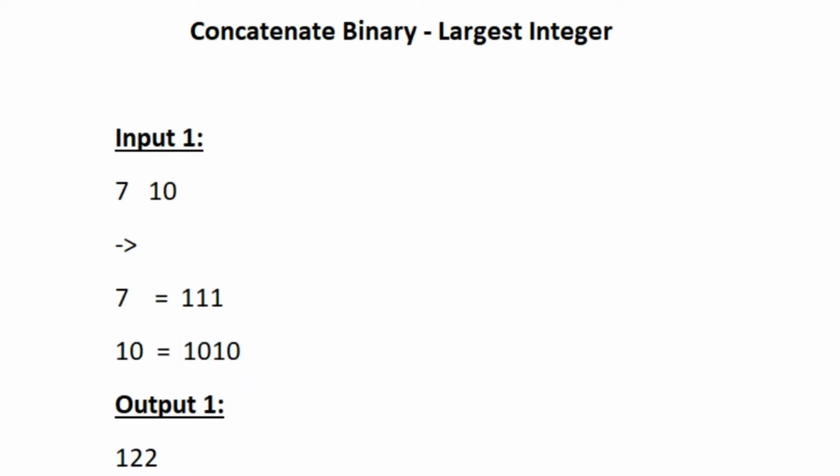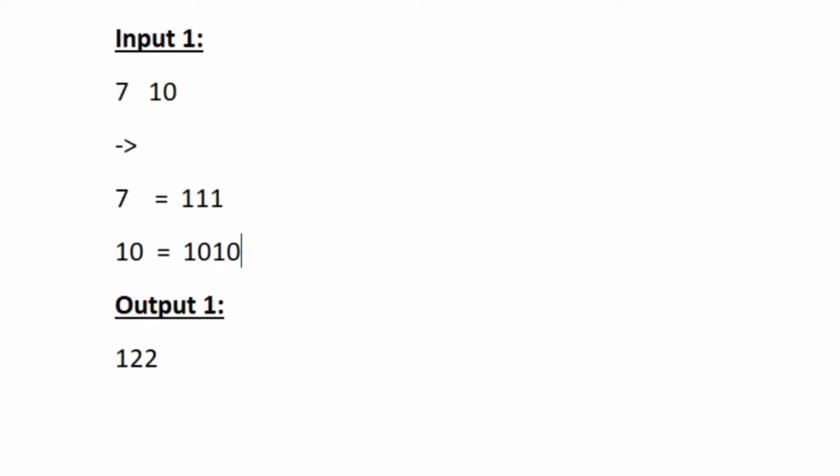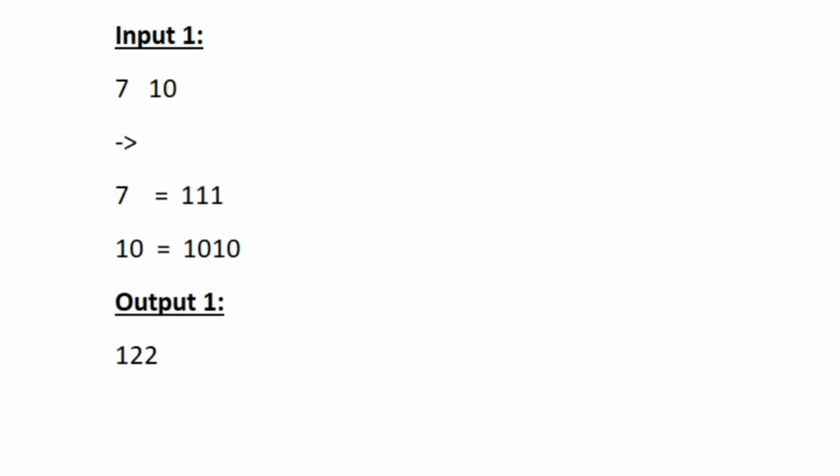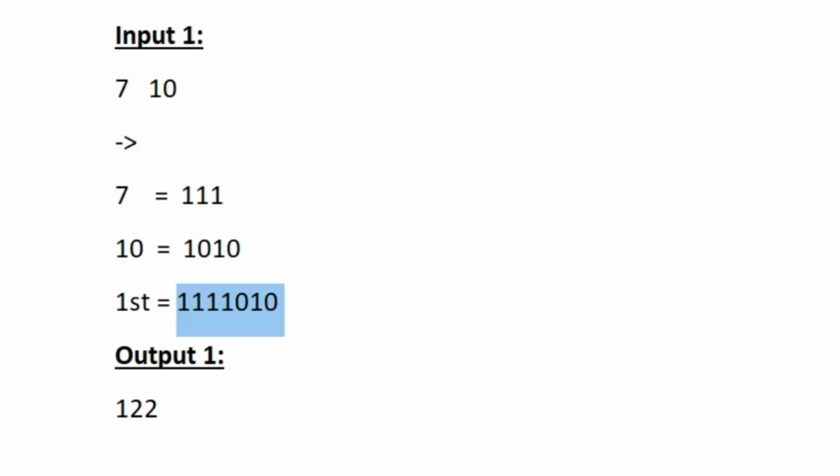So we can concatenate the binary values in two ways. The first possible way is we can concatenate the binary of 10 to the binary of 7. So the resulting binary would be 111 1010. That is, we have added the binary representation of 10 to the binary representation of 7. So this is the first possible way of concatenating.